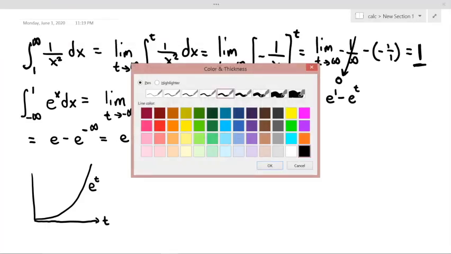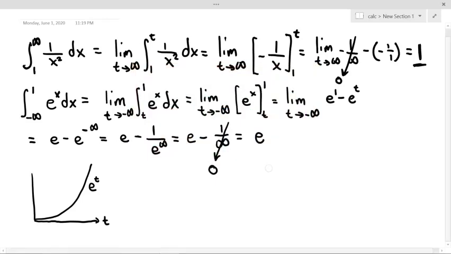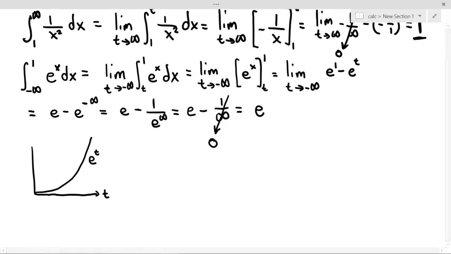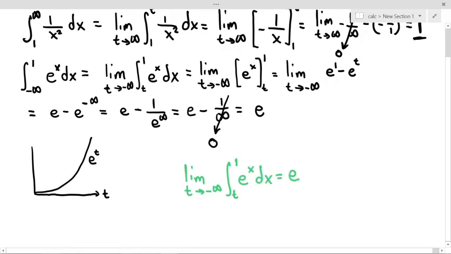So, let's go with green. What our solution ends up looking like is the limit as t goes to negative infinity will equal e. And this is our solution.